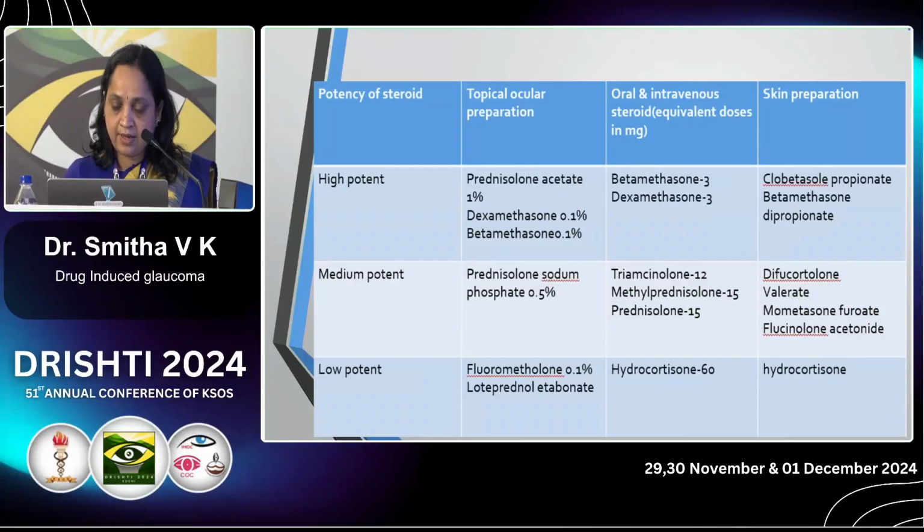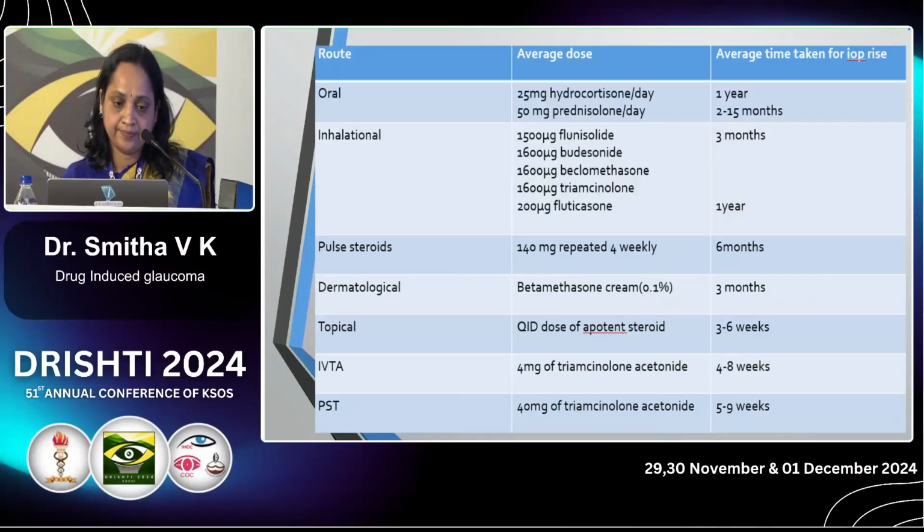And the skin preparations like clobetasol, betamethasone, dexamethasone are highly potent, while triamcinolone is medium potent, and fluorometholone and loteprednol are of less potency. With oral steroids, the average time taken for IOP rise is months to years, while with inhalation it takes about 3 months, and with dermatological preparations also it takes 3 months.